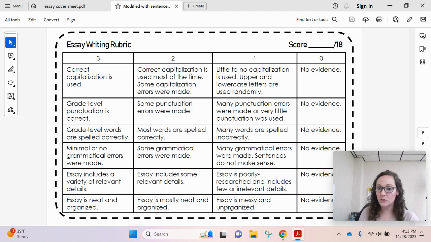Okay? And of course, Miss Kearney and I will also be grading these. So just because you think you're a 3 in everything does not necessarily mean that you are. I want you to really reread and be honest. And also, if you see you didn't do something, go back and fix it. Okay? If you have questions, please let me know.